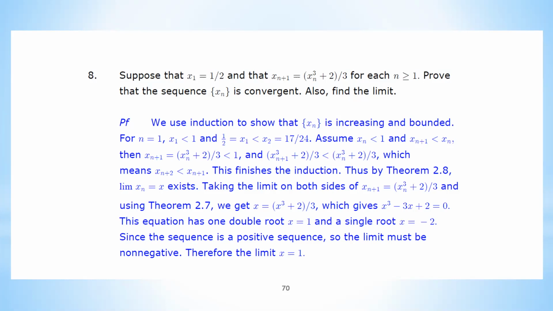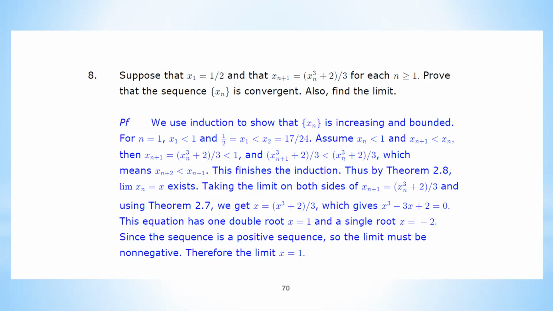So you check the first case, n equal 1. Here we predict that the bound is equal to 1. When n equal 1, you can see that x1 equal 1/2, which is less than 1. We also need to show that x1 is less than x2, which can be done by checking. x1 equal 1/2, x2 equal what? You just plug 1/2 into the right side of the formula, then compute.